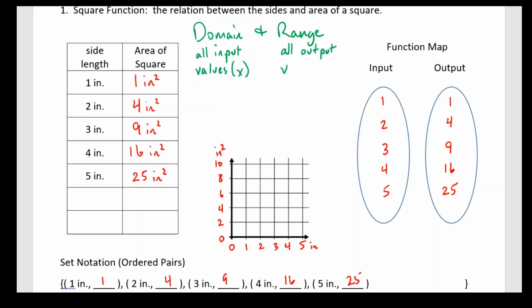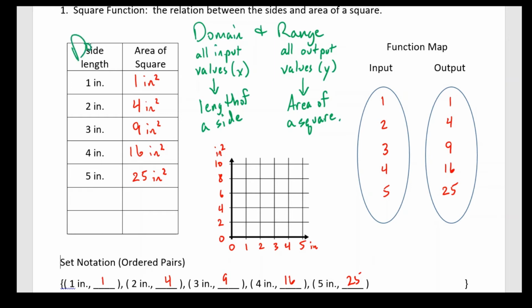On the other hand, the resulting values, that could also be known as the output or the dependent variables, we say that those make up the range. So the domain and range are sets of numbers. So how do we find the domain and range when we see a table? Well, in a table, the first column contains all the values of the domain, and the second column contains the values in the range. In a function mapping, the oval on the left contains your domain, and the one on the right will contain the range.